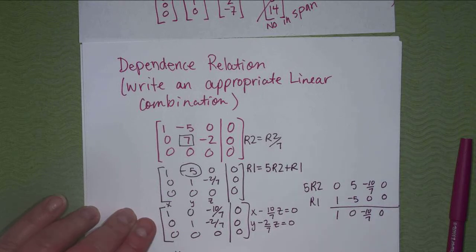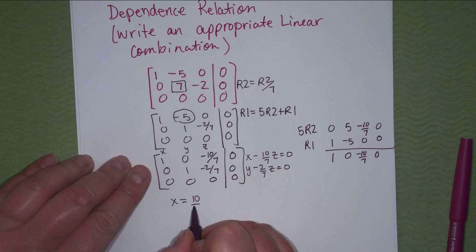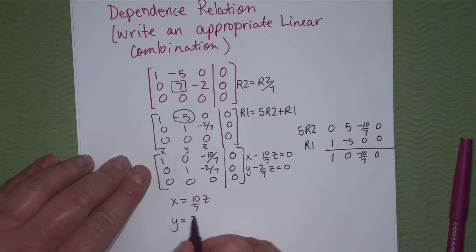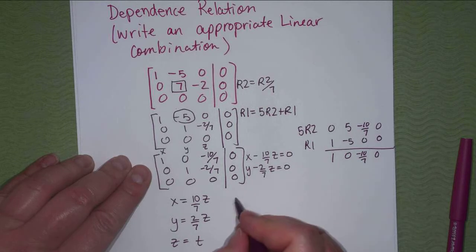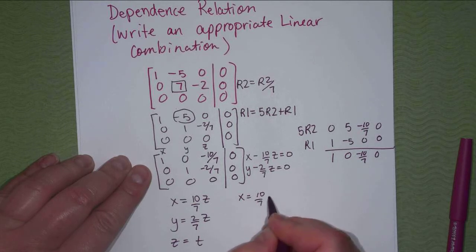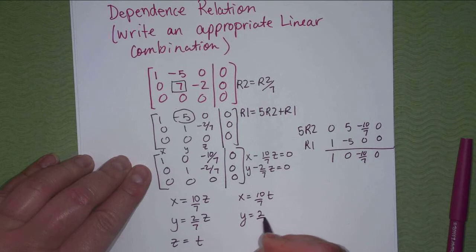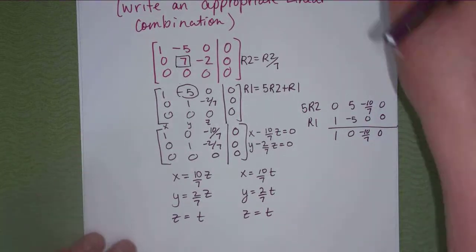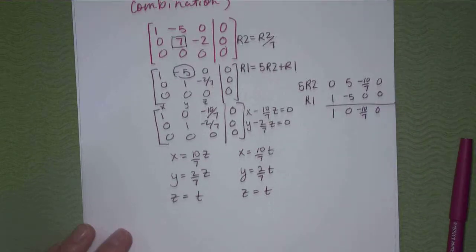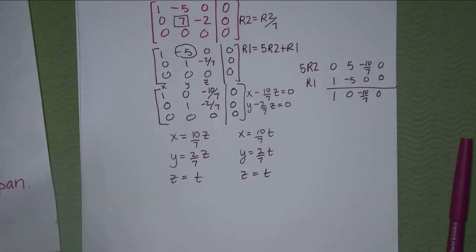So x equals 10 over 7 z, y equals 2 over 7 z, and z is free. So x is 10 over 7, y is 2 over 7, and z is 1, or any multiple. So what multiple would be logical to use there? What would you let t be to give nice numbers? 7. Instead of 1, you could put a 7, then you would have some nice numbers.